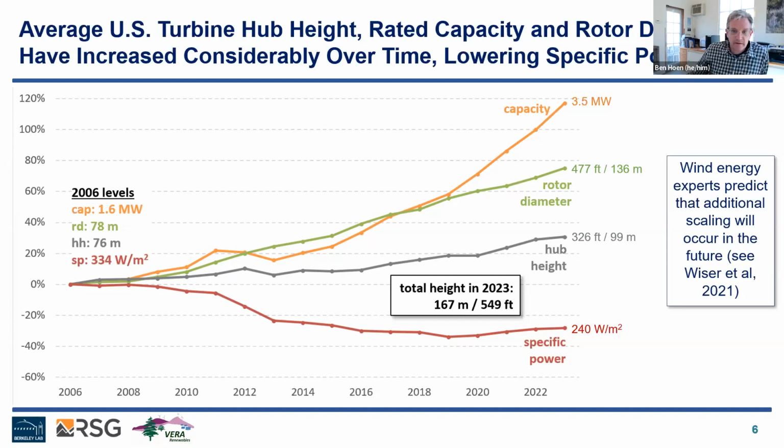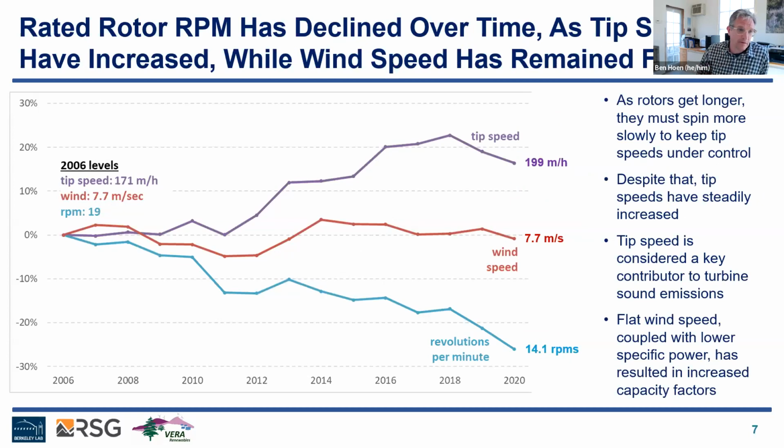So with the growing rotor diameters, the tips of the blades are further away from the rotor. If the rotor is spinning at the same speed, that means those tips are moving even faster. There's an upper limit for the speed at which those tips can be moving, but they have been steadily increasing.